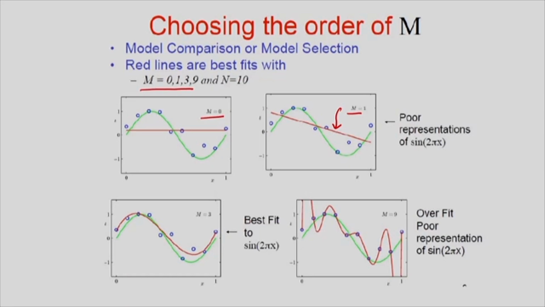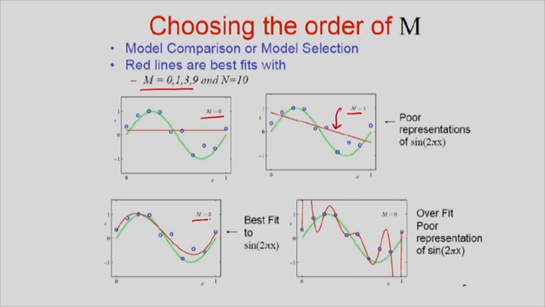But if I consider the order of the polynomial is 1, M is equal to 1, then if I do the prediction based on this, it is nothing but a poor representation of the input function. The function is sin 2 pi x. So, it cannot perfectly represent the observed data points.